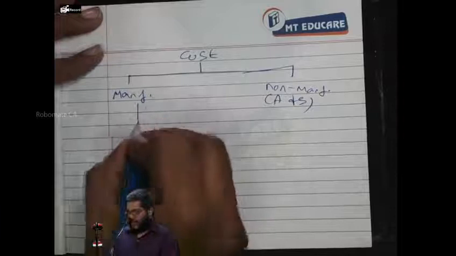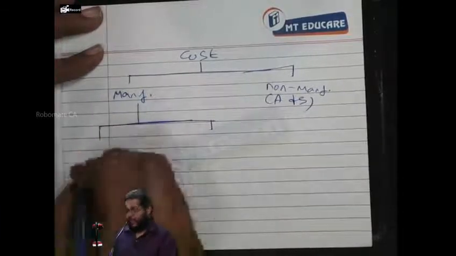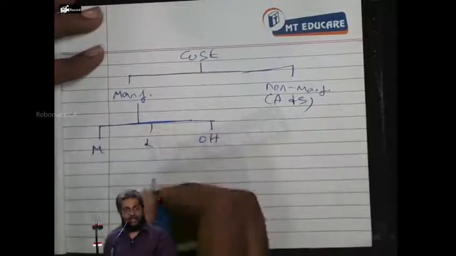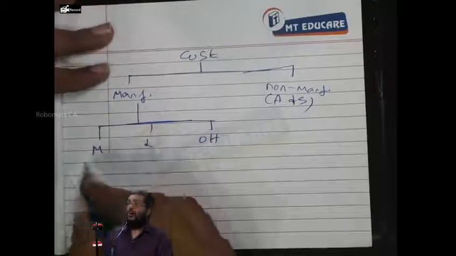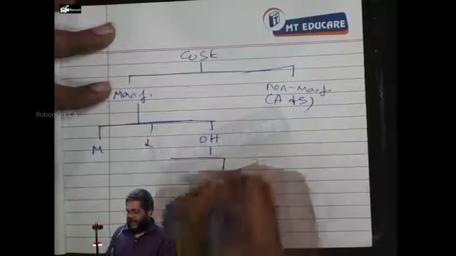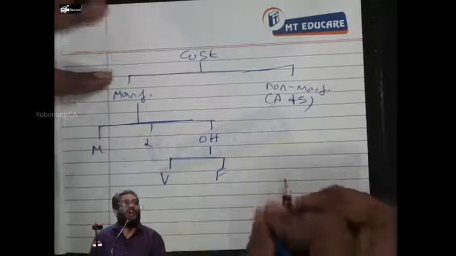This manufacturing cost I further classify into three: material, labor and overheads. All of them are spent inside the factory. The overheads are further classified into two: variable and fixed overheads. Up to this, are you following or not?